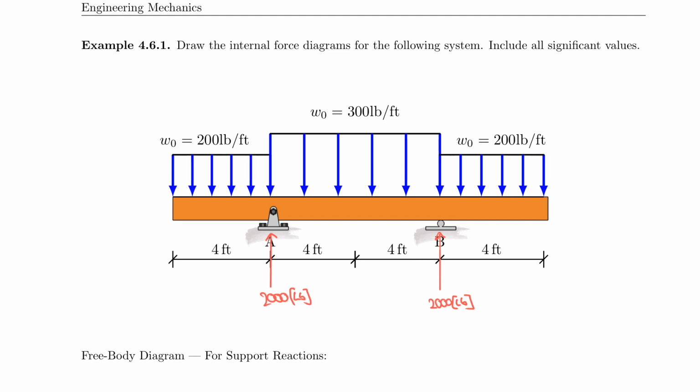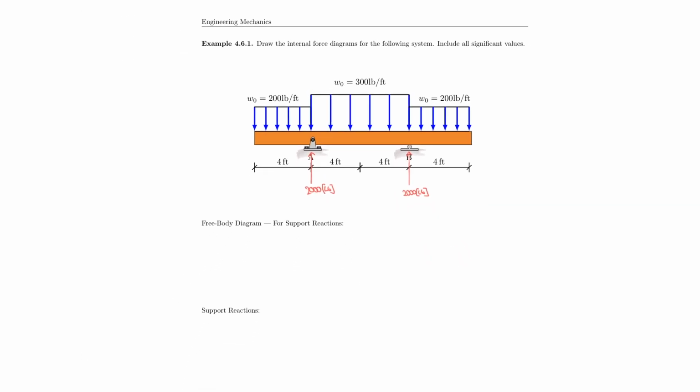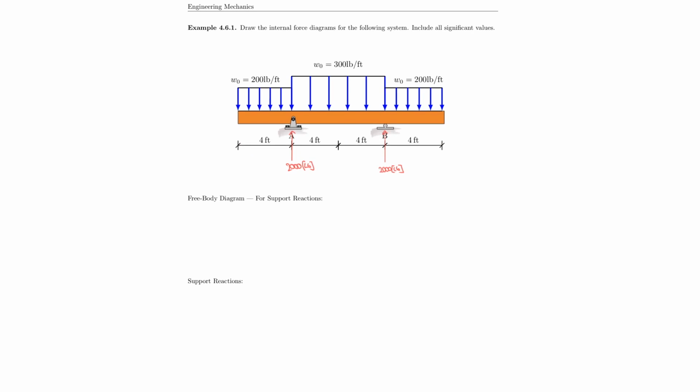So now our goal is to draw the internal force diagram for the entire system and include all significant values. That means I have to understand how the system behaves all the way through. Now, you usually would calculate your support reactions first. You would do that on this page, but we already did that in a previous lecture, so I don't want to waste your time with that.